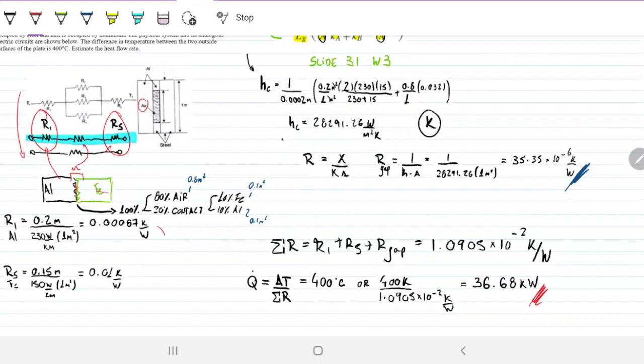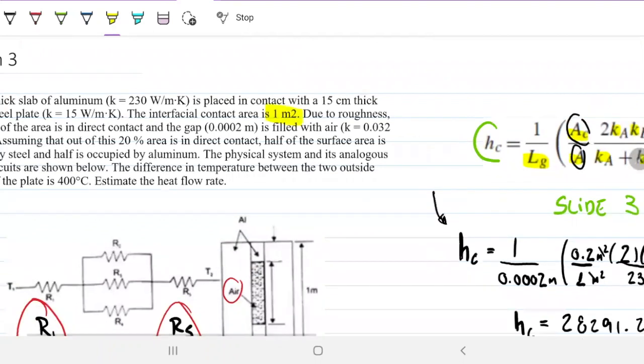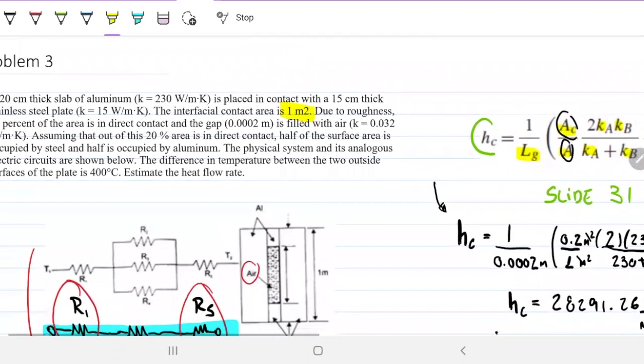Will it be kilowatts per meter squared or just kilowatts? It depends, right? Did we have an area? We have an area, we do, right? Yeah. So that is the total amount of energy that's going to go through this wall.